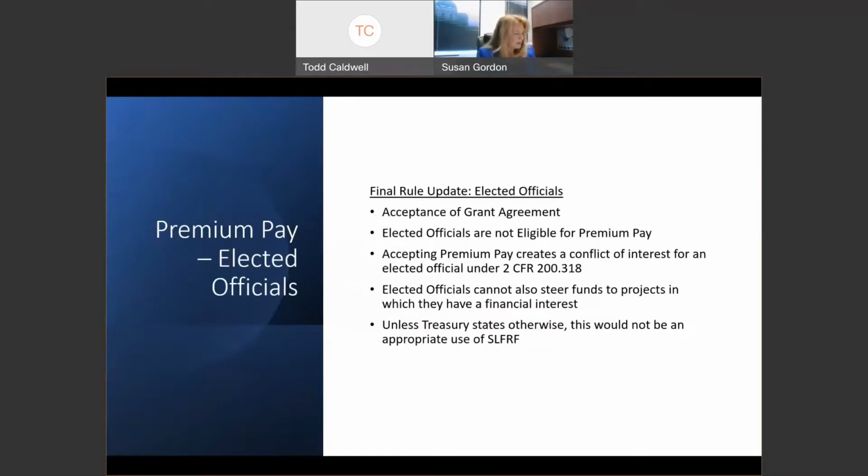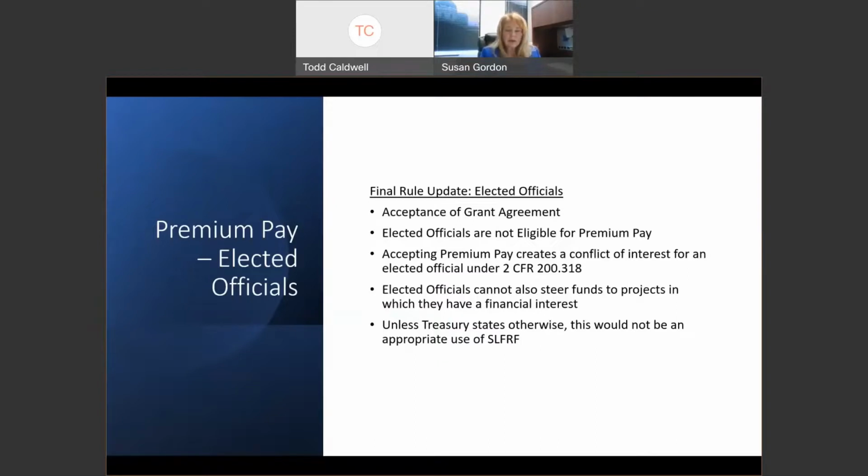I want to talk specifically about elected officials. We do have the premium pay directive that the state examiner is currently amending based on language in the final rule. So that is changing. It's not out yet, but I would expect it to be out soon.